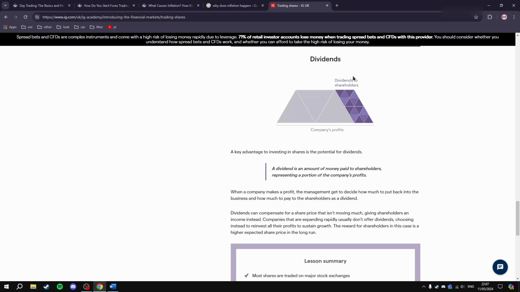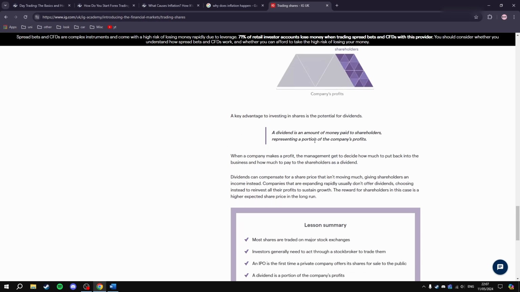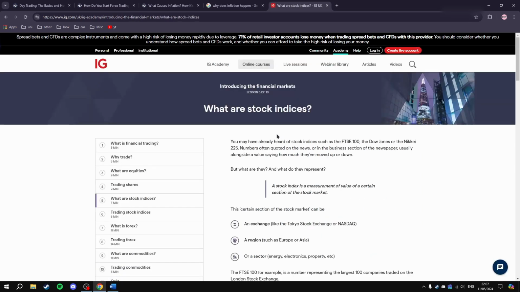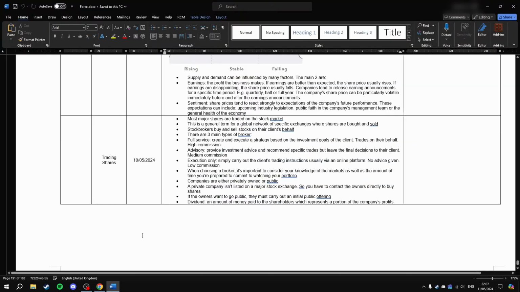Went through what dividends are. A dividend is the amount of money paid to shareholders representing a portion of the company's profits. And the lesson summary we've gone through is: most shares are traded on major stock exchanges. Investors generally need to act through a stockbroker to trade them. An IPO is the first time a private company offers its shares for sale to the public, and a dividend is a portion of a company's profits. So, now we're on to what are stock indices.